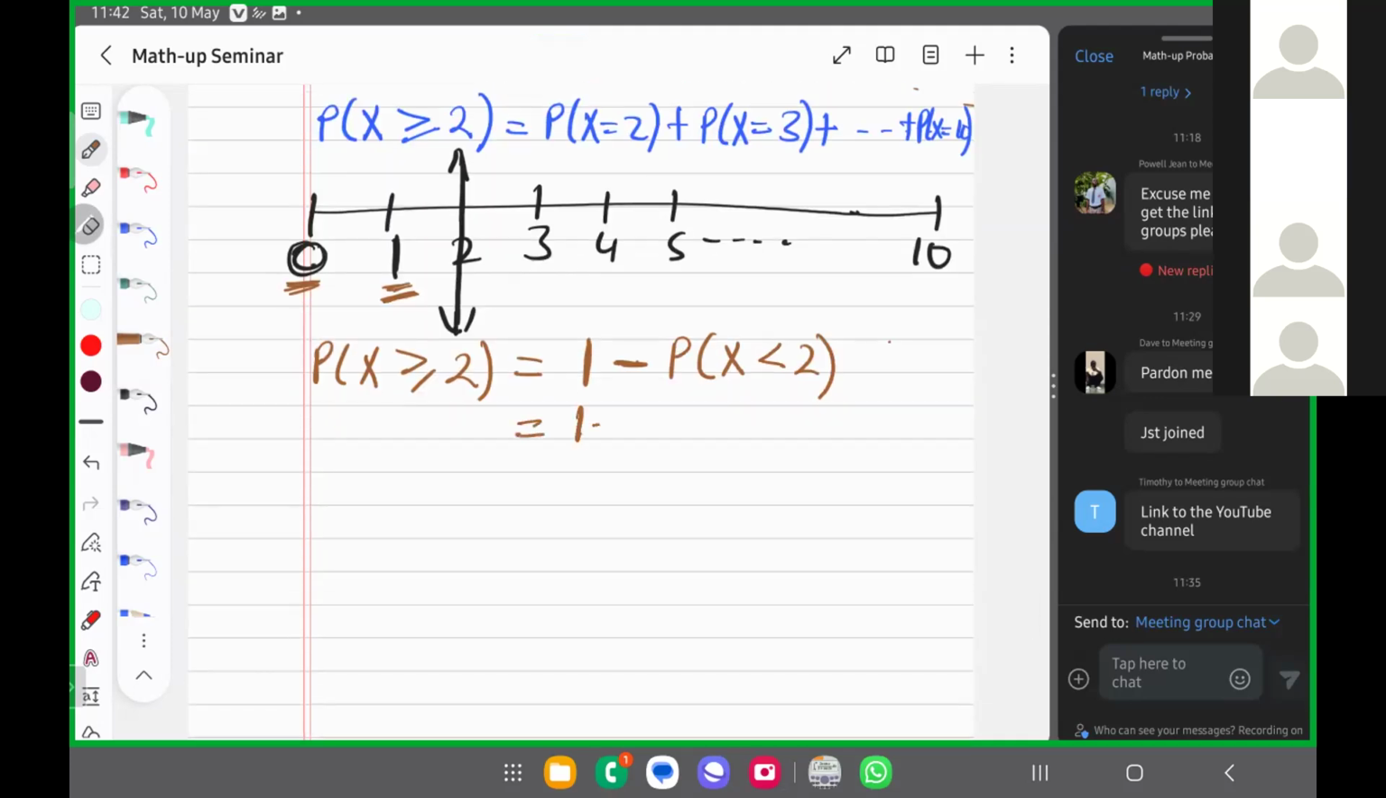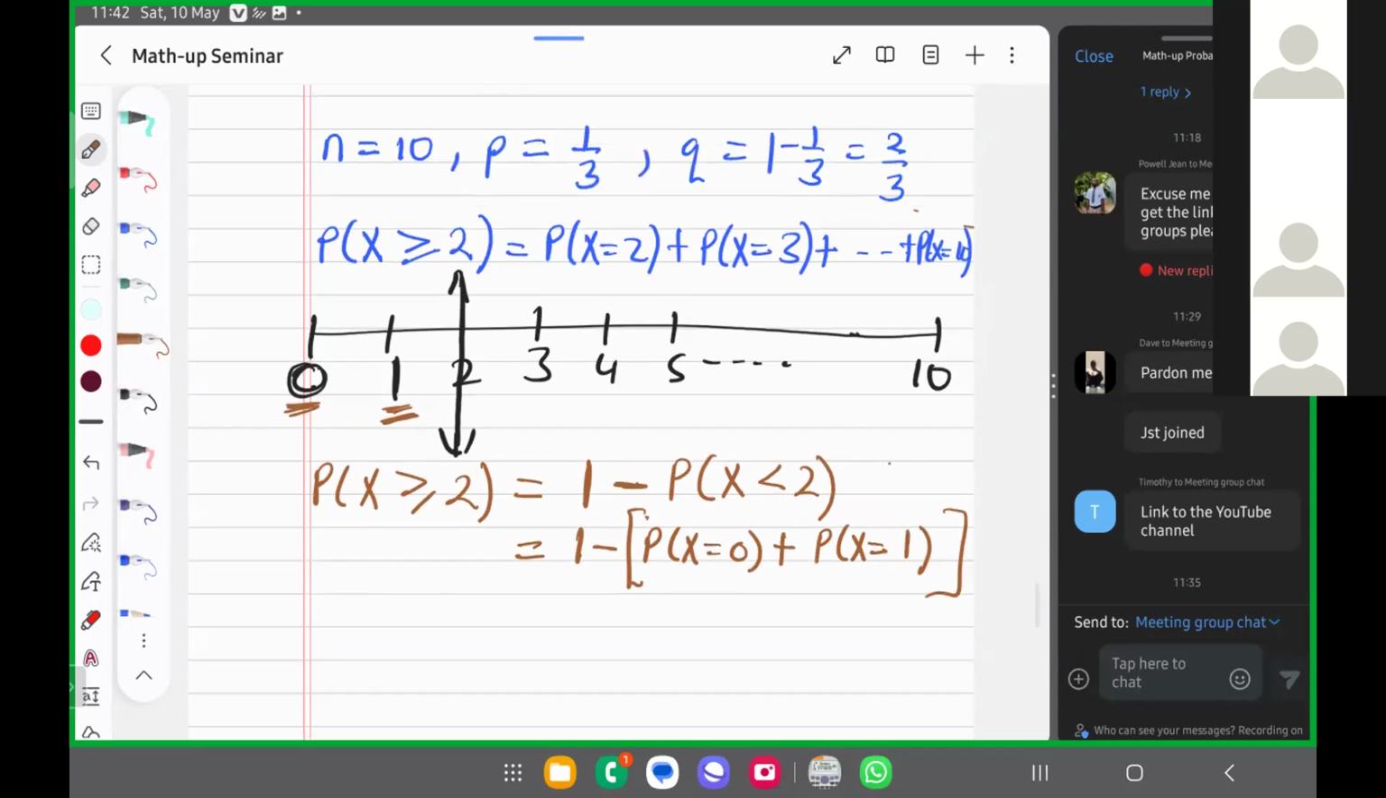So it would be 1 minus probability of, let me use a big bracket here, 1 minus probability of x is equal to 0 plus probability of x is equal to 1. I hope we are still together. Yeah, so this would be shorter. This formula here would be shorter than this one.